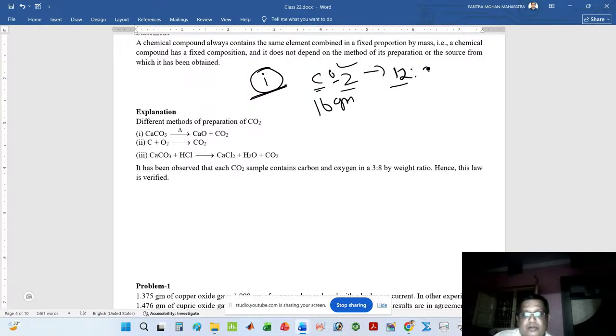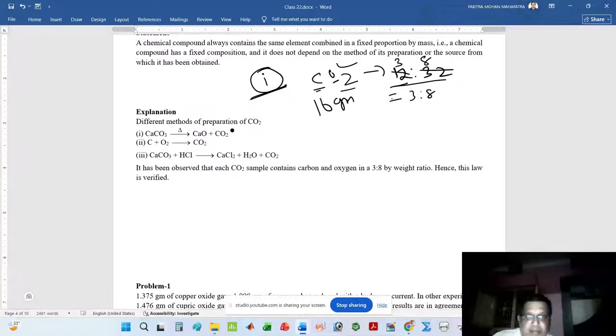That means the ratio for the carbon dioxide prepared from the first method, the ratio of carbon and oxygen, is 12 is to 32. Now simplify this. We can divide by 4. If you divide by 4, here it is 3 and here 8. So you can say that the ratio is 3 is to 8.